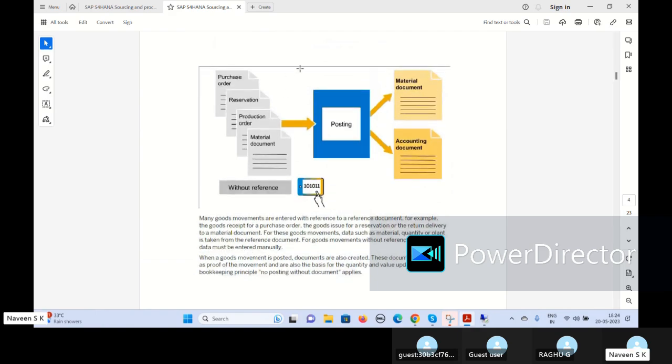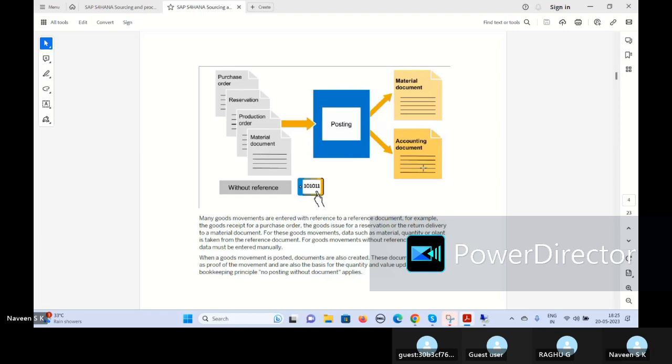Whenever we post any goods movement, two documents are created. One is the material document, the other is the accounting document. The material document will always be created for all goods movements. The accounting document will be created only when there is a valuation, that is, when the material is valuated with some price. Then only the accounting document will get generated.